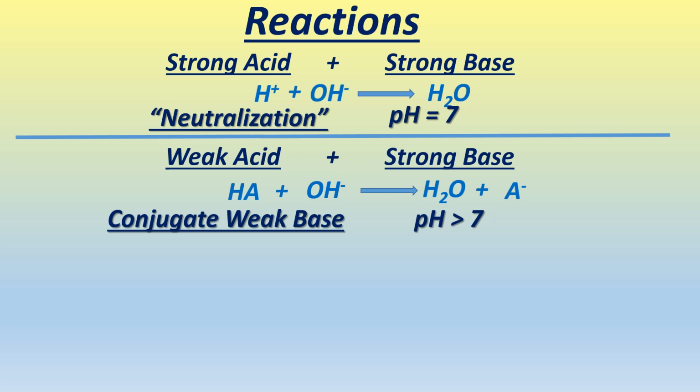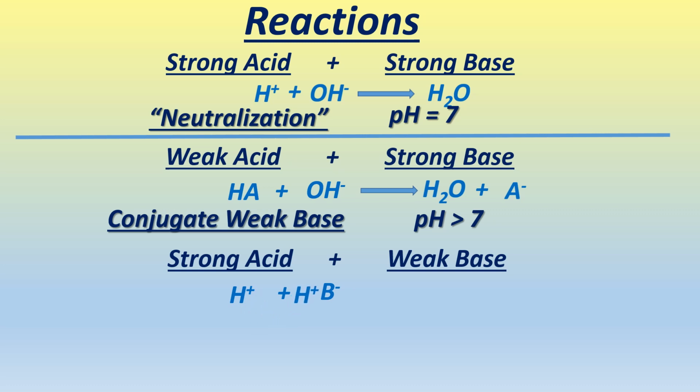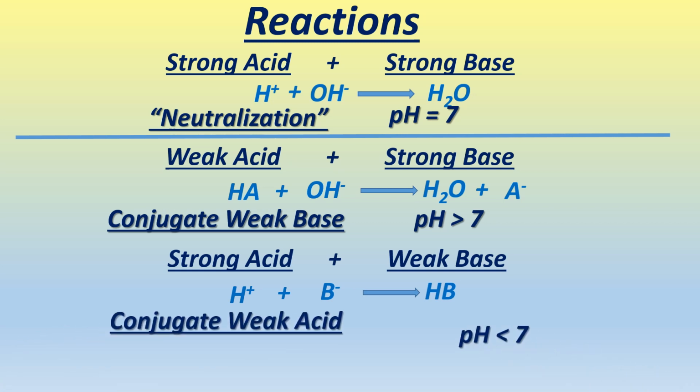If one flips that around and reacts a strong acid donating H+ with any weak base, B−, it's simpler to see that H+ and B− will be attracted to give you HB. This HB would be the conjugate weak acid of B− and give a pH of less than 7 at the equivalence point. So we've had strong with strong, weak with strong, strong with weak.